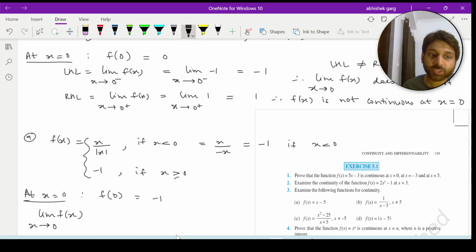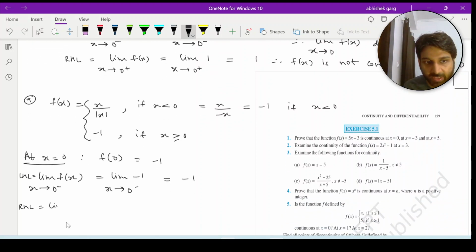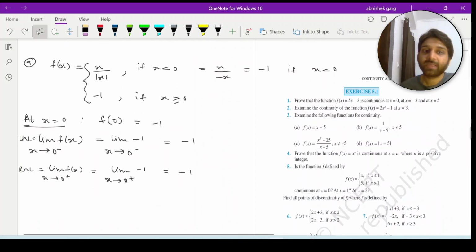When x is approaching 0 from the left hand side, we are evaluating the left hand limit over here. When x is slightly less than 0, the value of the function is -1. So we'll just write -1 here, x tending to 0 minus. And when we calculate the right hand limit, it will be the limit of the function when x is tending to 0 plus. 0 plus means slightly more than 0. For slightly more than 0, the value of the function is again -1 from this one, right? So as these three are equal, the function is continuous at x equal to 0.